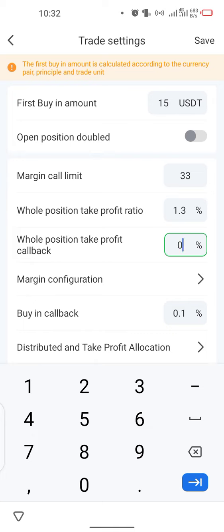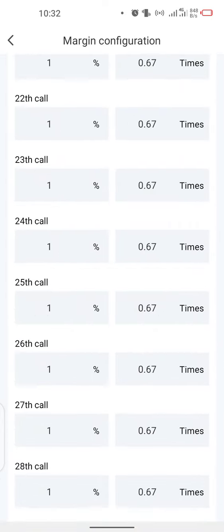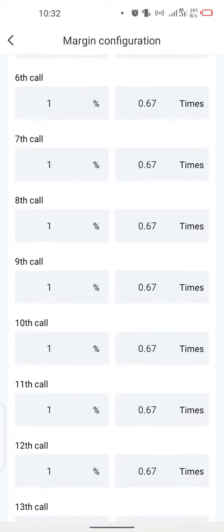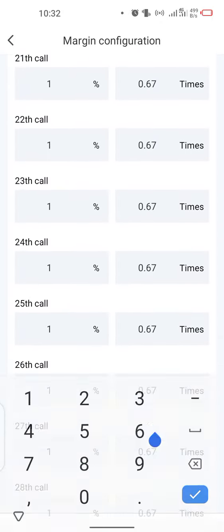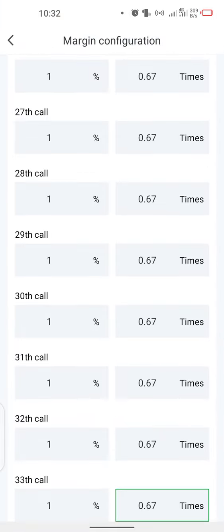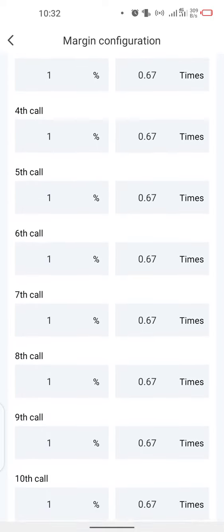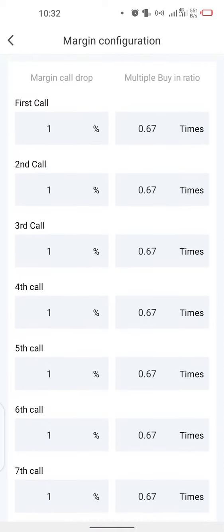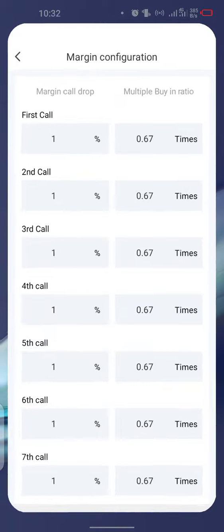Now, the margin call configuration is how deep you want to buy. After determining the number of margin calls, your number of margin calls should be 33. The other important aspect is to use the minimum buying power. Now, the minimum buying power is not $15. It is 0.67.